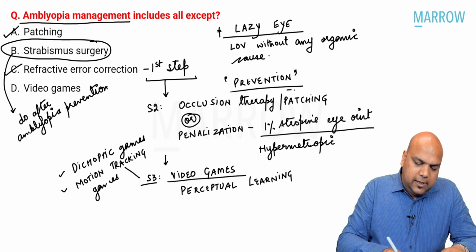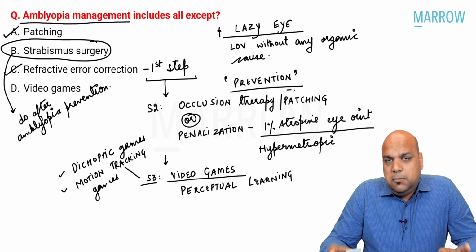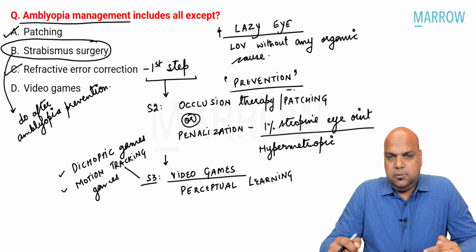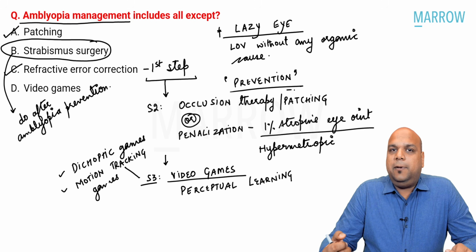Essentially, first we are saying let's prevent amblyopia and then do strabismus surgery. That is what has been taught to you. Yes. So please remember, strabismus surgery is used for correcting strabismus, all right, but it has no role in amblyopia management.